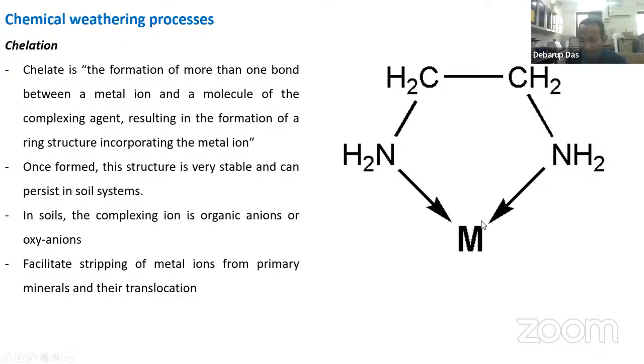They will be solubilized. You can determine it in AAS or something, but it will not be in equilibrium. That means it cannot go back to the solid phase, because if it wants to go back, it will have to take all this large moiety along, which is not possible. So though the concentration will be high, the activity of the free metal ion will be less. As a result, it will accelerate and facilitate the stripping of metal ions from primary minerals and their translocation. In this form, it can also get translocated from one place to another through water.